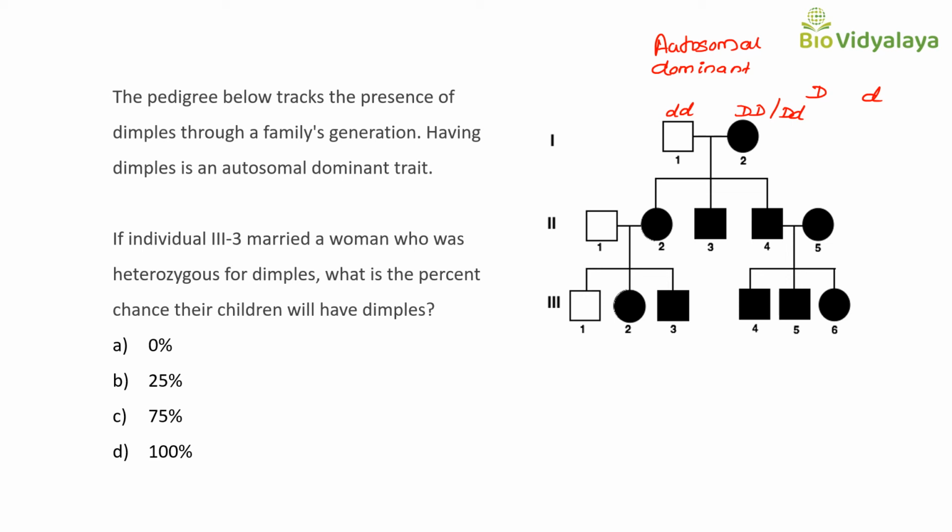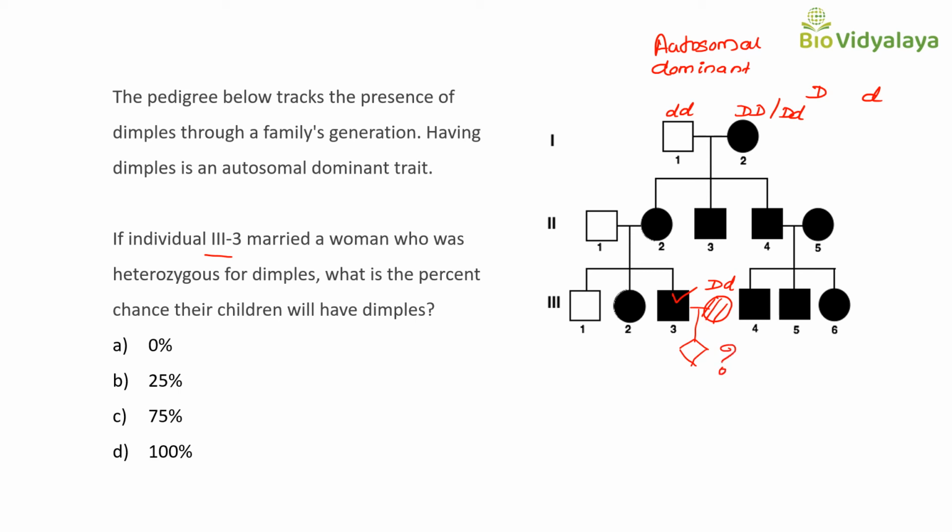So here these affected individuals have at least one dominant allele. At least one dominant allele is present in these affected individuals. Here if individual 33, that means this one, married a woman who was heterozygous for dimples. That means this woman is affected and she is heterozygous, capital D, small d. And what is the percent chance the children will have dimples? That we have to find.